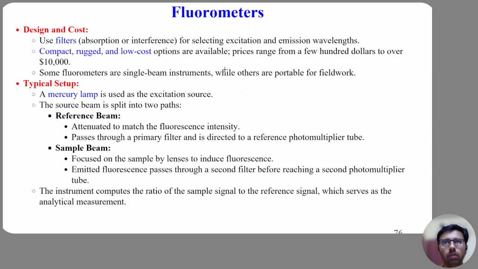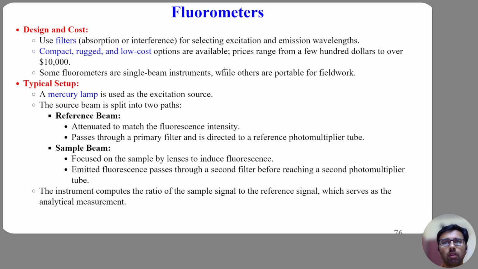Now we observe the key stability feature. Just before reaching the sample, a small mirror intercepts a fraction of the incoming light. This becomes the reference beam. The intercepted light passes through a beam attenuator, reducing its intensity so it matches the weak fluorescence signal. It then enters a dedicated reference photomultiplier tube. Meanwhile, most of the beam continues forward to the sample cuvette.